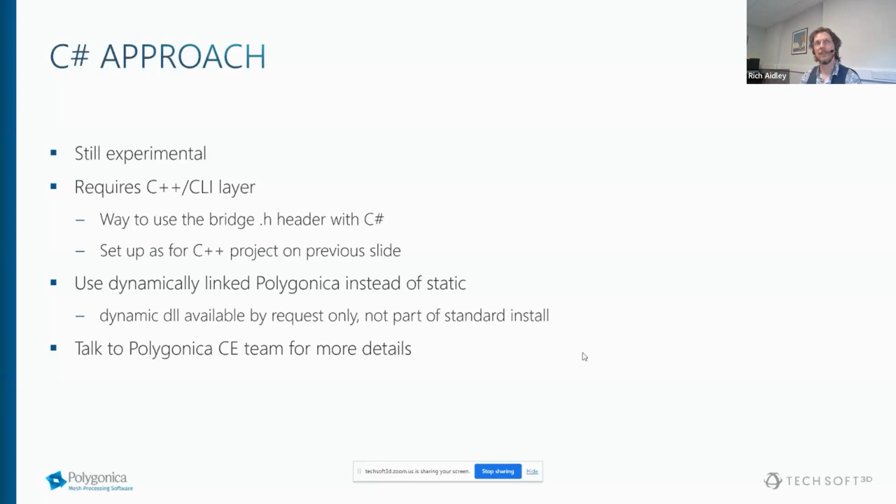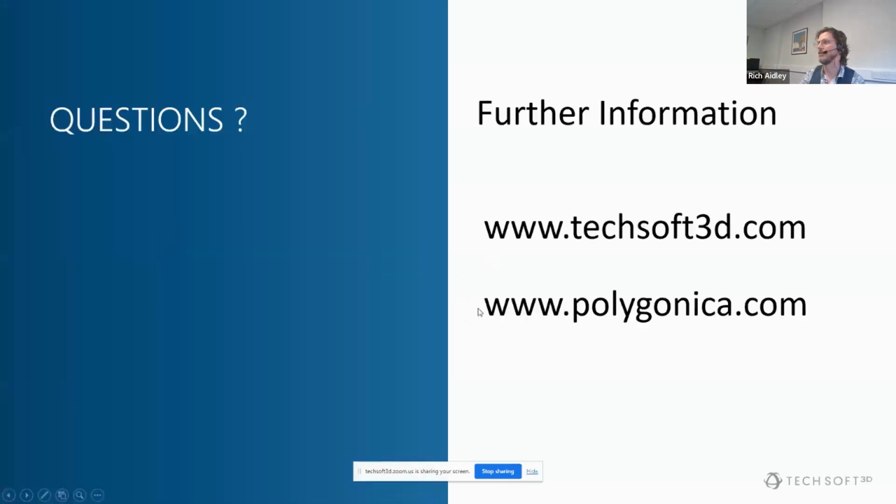It does mean that because the managed and the unmanaged code will both be linking to Polygonica, it requires a dynamically linked Polygonica library, whereas we normally provide a static one. So if this is something that you want to try out, you will need to come to the Polygonica CE team and ask for it. That's it really. So I think we can move on to questions now.